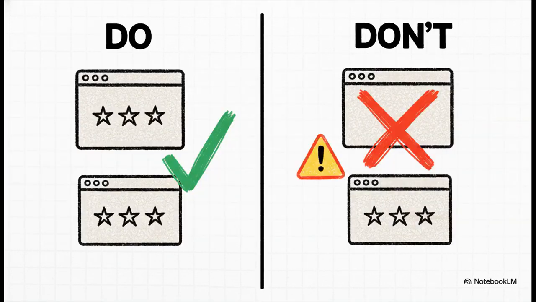Now, one super important tip to remember, you should only mark up content that your visitors can actually see on the page. You can't, for example, hide a 5-star rating in your code if it's not actually displayed on the website. That's a big no-no, and search engines don't like it. So be thorough, but always be honest.